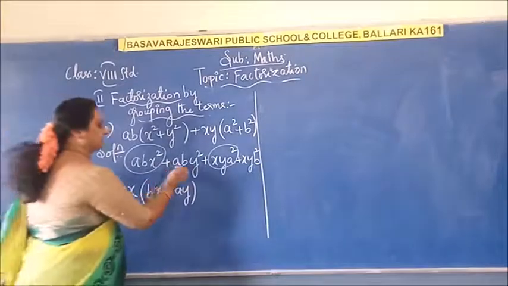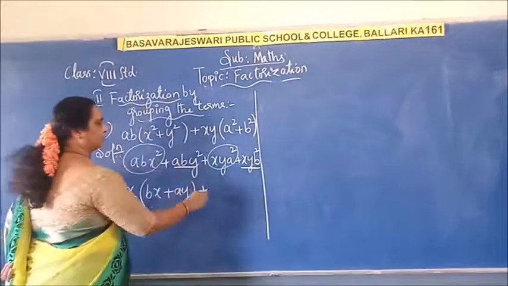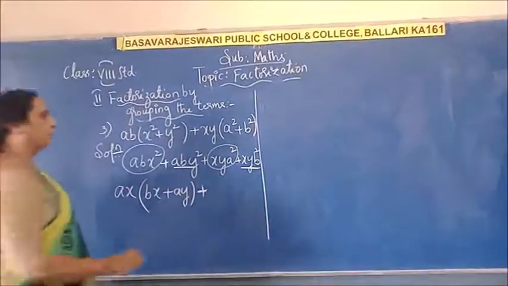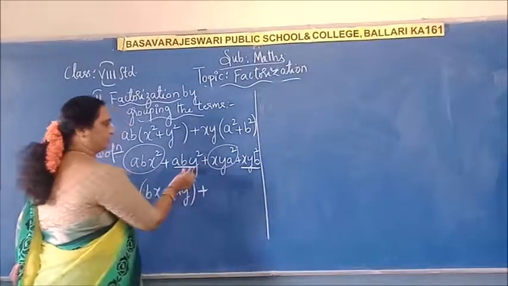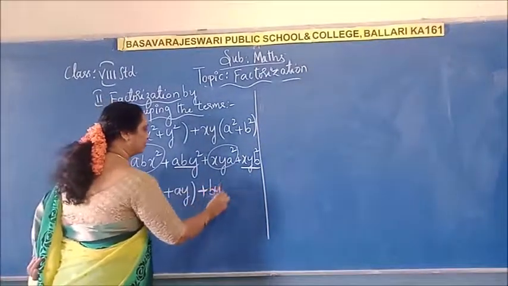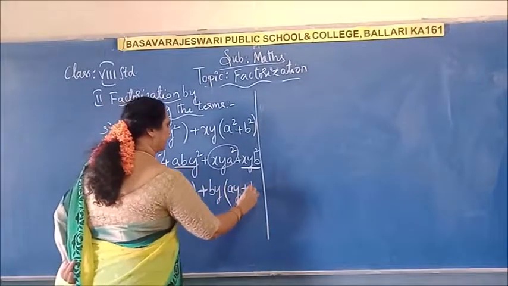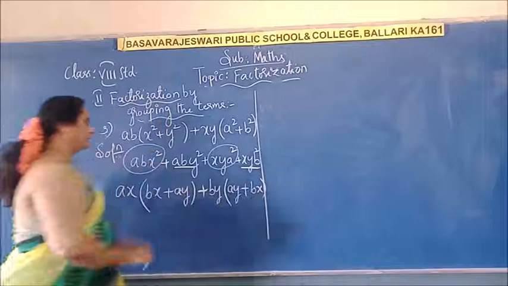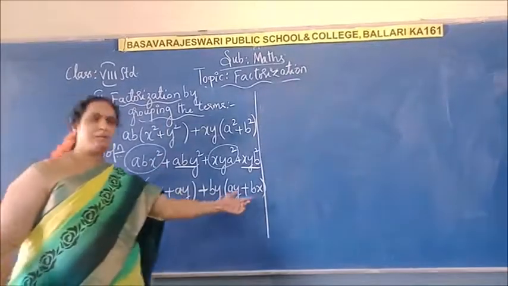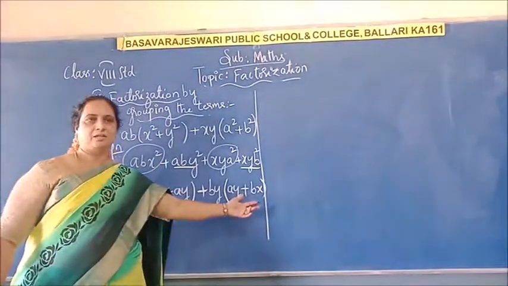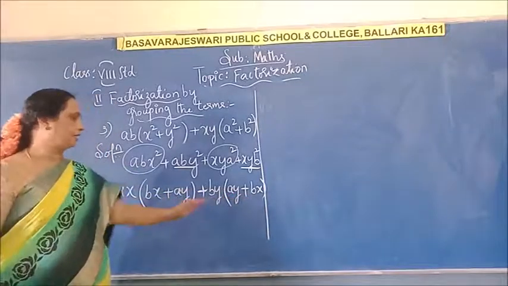Next, group these two terms. In these two terms, what is common here? By is common. So what will be remaining here? Ay plus bx is remaining. It is the same: bx plus ay is the same as ay plus bx. It is addition, there is no problem here. You can write it as it is.